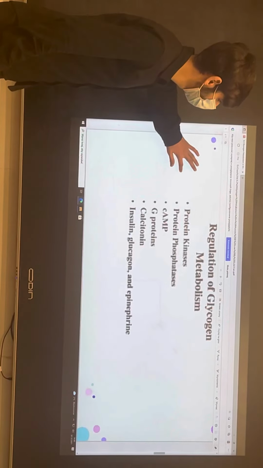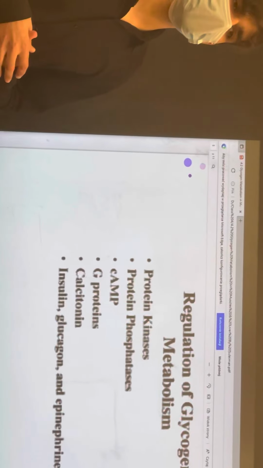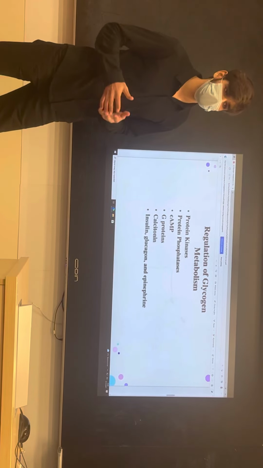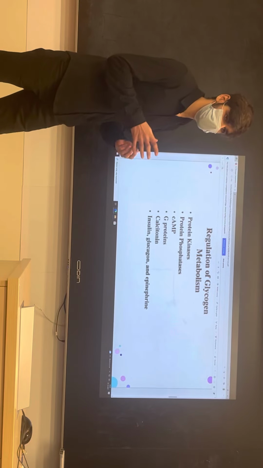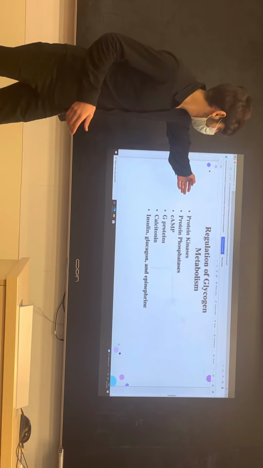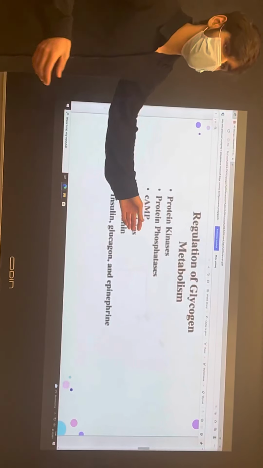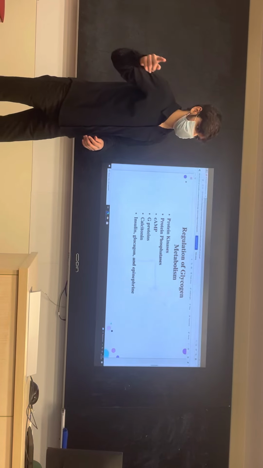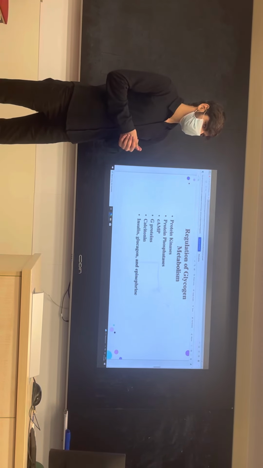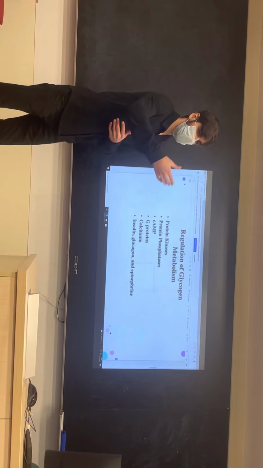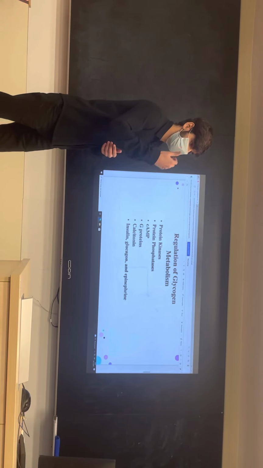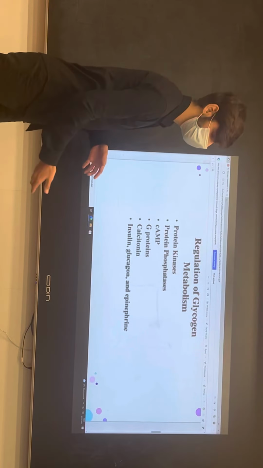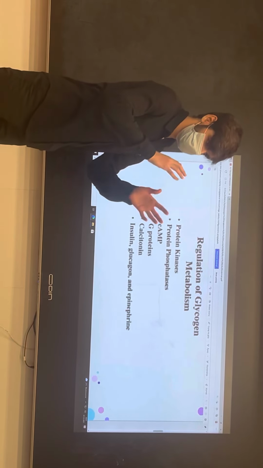Next, what things do we need for glycogen metabolism? There are different hormones, different proteins, and some activators like cAMP. cAMP is cyclic AMP, which stimulates or activates phosphorylase kinase, and phosphorylase kinase in turn activates the main enzymes of glycogen metabolism. I will discuss it later in the next slide, but I'm just giving a brief description.